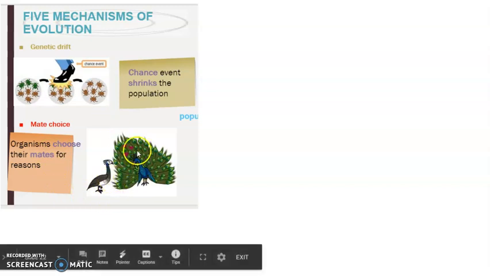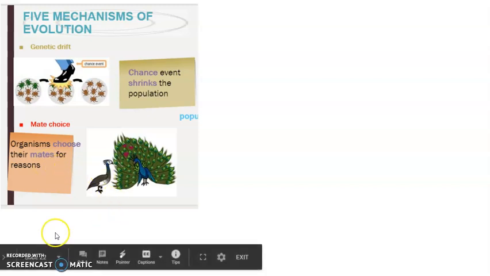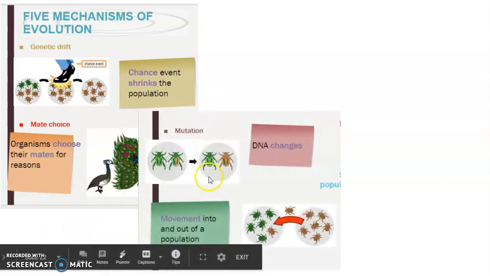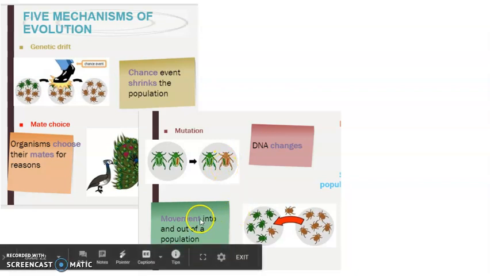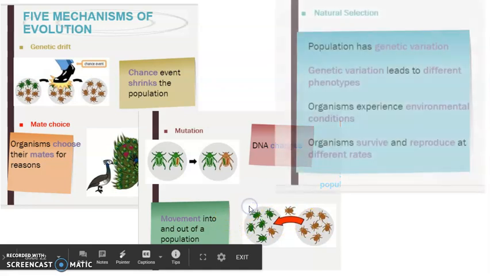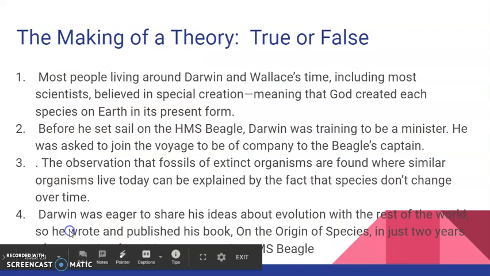Sexual selection, like a peacock, is where organisms choose mates for very specific reasons that might not be due to natural selection. All right, the DNA can change and mutate again just by chance, and maybe that chance is then acted on by natural selection. There can be gene flow as animals move in and out of populations. All right, but then natural selection is going to act on all of these to basically say which ones survive and reproduce the most.